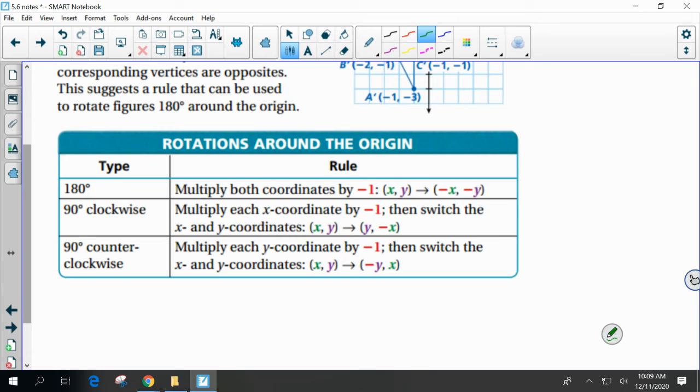So in order to do 90 degree clockwise, multiply the x coordinate by -1, and then you flip your x and y coordinate. To do 90 degrees counterclockwise, you're multiplying the y coordinate by -1 and then switching x and y. Okay, so if I started at 12 and asked you to go 360 degrees, where would you be? 12, because that would be the whole entire clock or the whole entire circle.